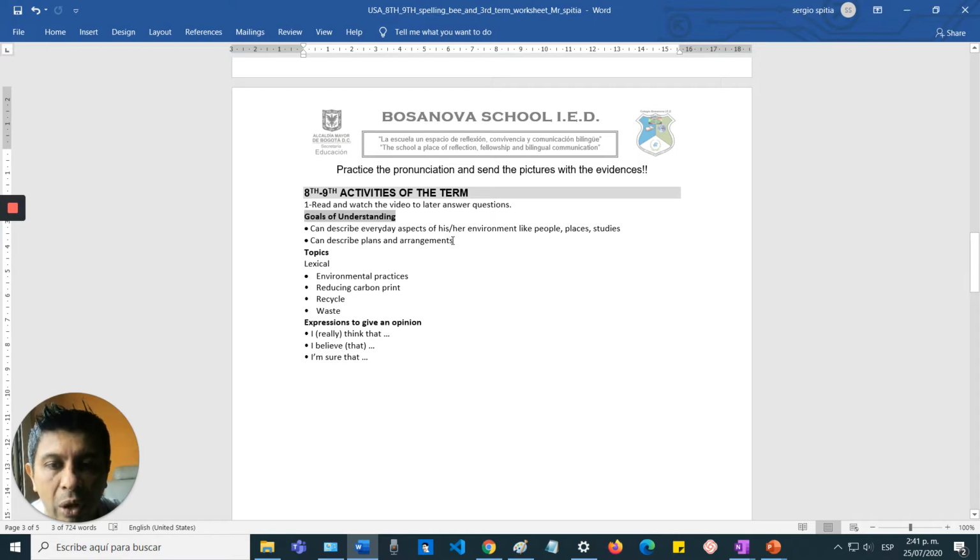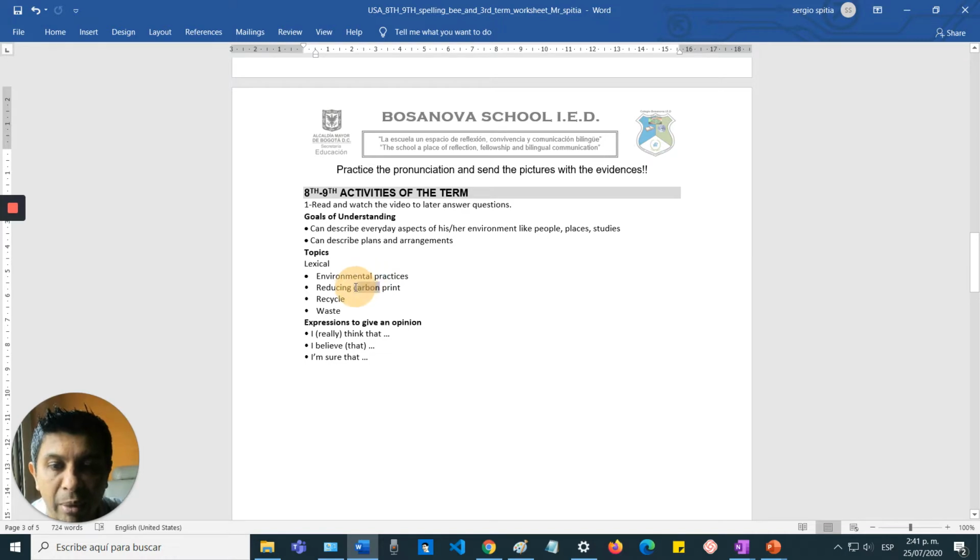And the second goal is can describe plans and arrangements. O sea, este estudiante puede escribir planes y acuerdos. Vamos a ver de qué se trata. Topics, lexical. So about the words, environmental practices, reducing carbon print. There is something important and interesting about this word that is carbon. It doesn't translate carbón, it translates carbono. Entonces, reducir la huella de carbono.